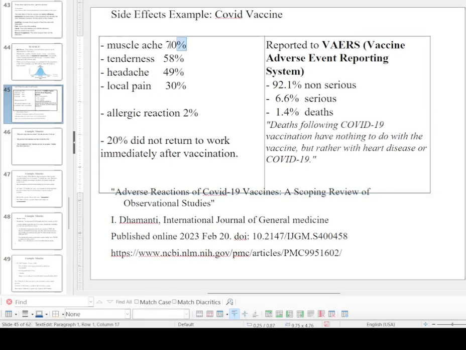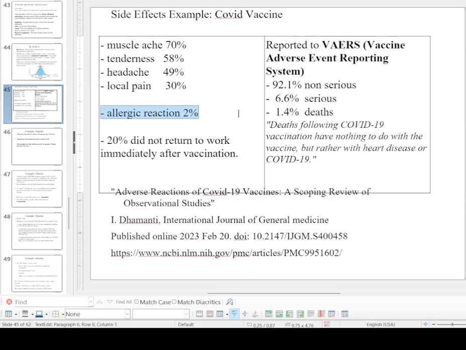So the vast majority are muscle aches, which is understandable. They just got a jab in the arm. It didn't actually say if it's generalized muscle ache or at-site injection muscle ache. Tenderness, I'm assuming at the injection site. Headache, again, likely a body reaction to what it thinks is an infection. Localized pain, localized to the injection site.